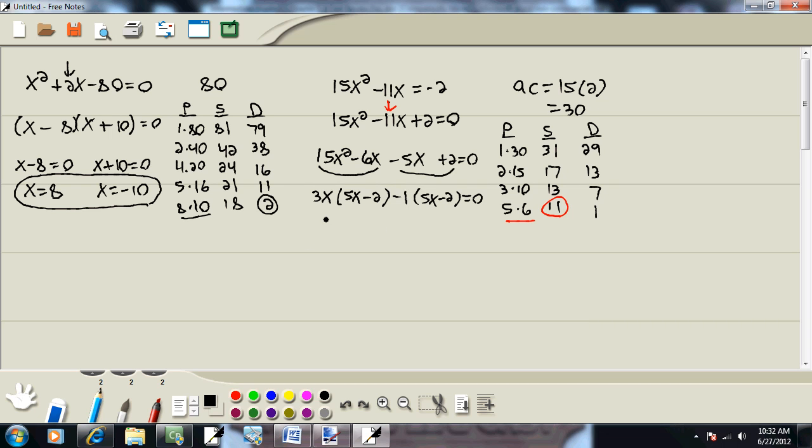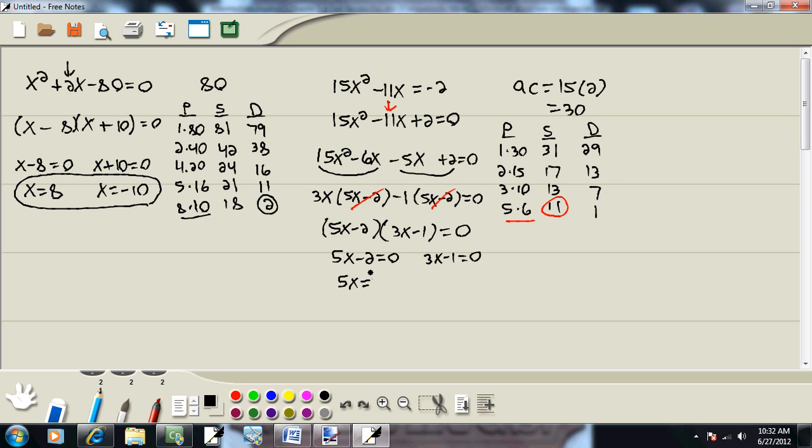Well, these both have a 5x minus 2 now, so I'll factor that out. And we can cross out what's inside the parentheses to see what goes in our second set of parentheses on the next line. So we'll put 3x minus 1 here. Okay, so we got 0 on one side. We factored the other side, so we'll set each factor equal to 0 and solve them. So 5x minus 2 equals 0, and 3x minus 1 equals 0.